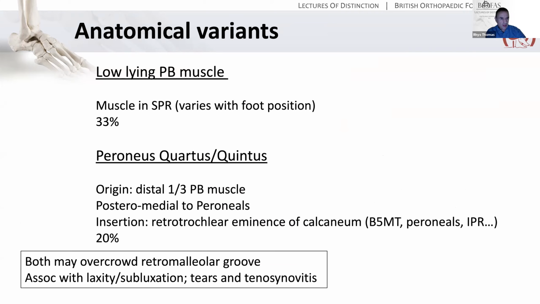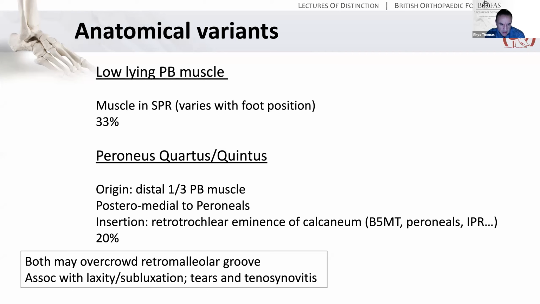So there are significant anatomical variants in this region. The commonest is a low-lying muscle belly on the peroneus brevis, and the muscle then comes down and runs within the superficial peroneal retinaculum. Obviously, as the tendon courses through the retinaculum, this will vary with foot position. And a low-lying muscle belly has been reported in approximately one third of patients.